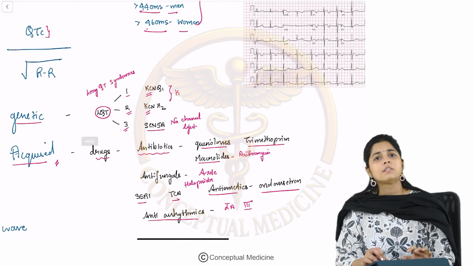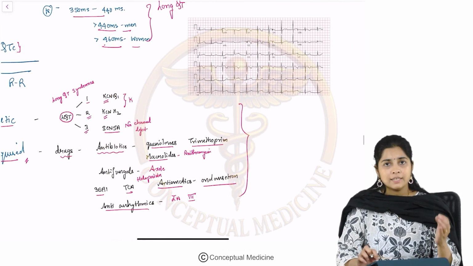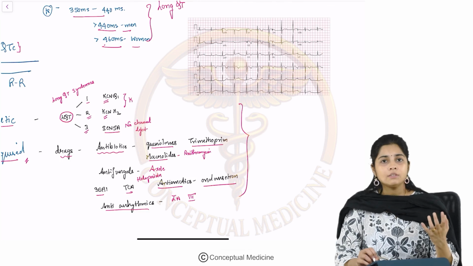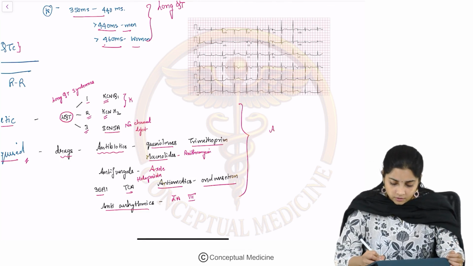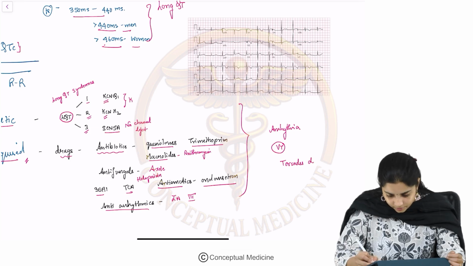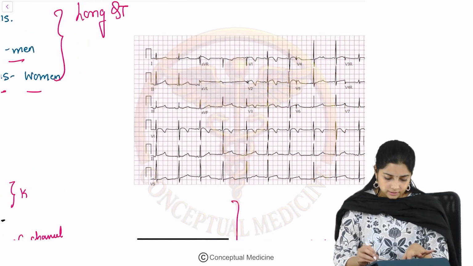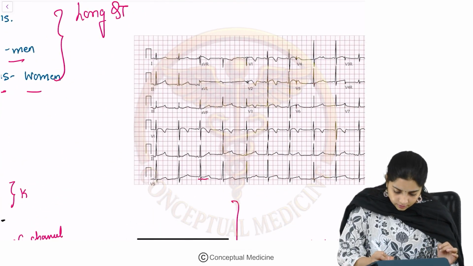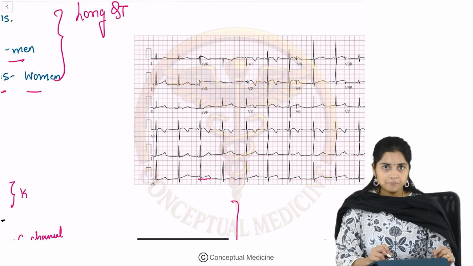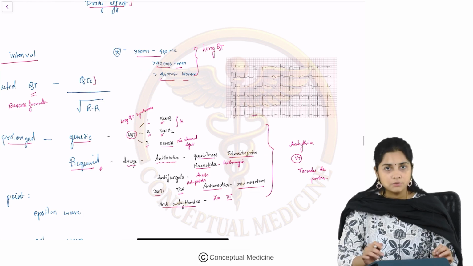Now, why are we so bothered about this long QT? Because with a long QT, the next impulse which falls on the long QT can trigger a type of ventricular arrhythmia called torsades de pointes. Fine. Now, let us just look at this ECG. Can you see that the QT is definitely prolonged? So, this is about your long QT.